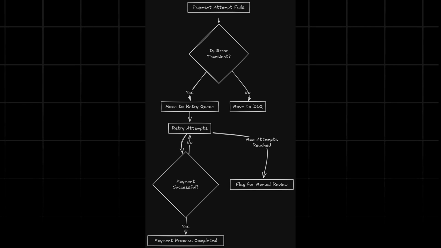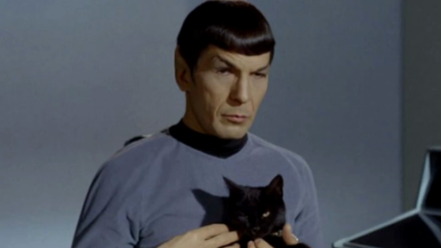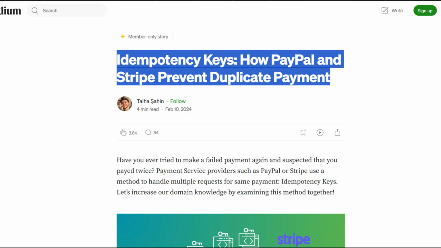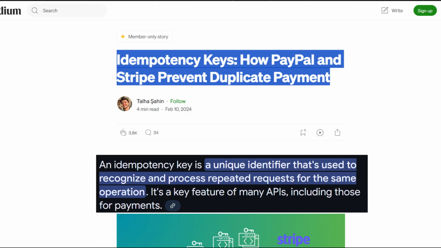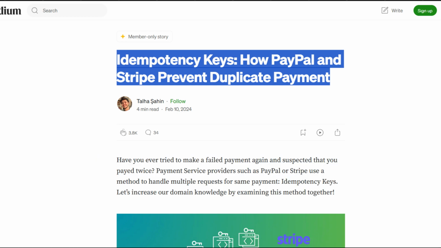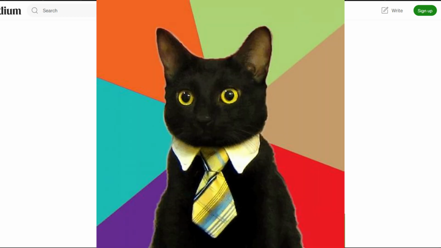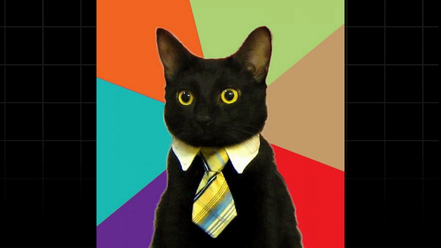One of the trickiest parts of payment retries is avoiding duplicate charges. This is where the concept of exactly-once delivery comes into play. By using idempotency keys, unique identifiers for each transaction, you can ensure that even if a payment is retried multiple times, it's processed only once. This approach protects both your business and your customers from the risk of accidental duplicate billing.